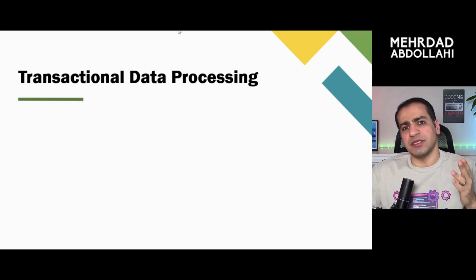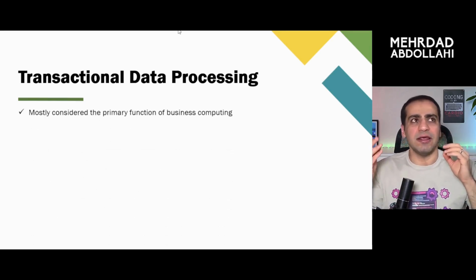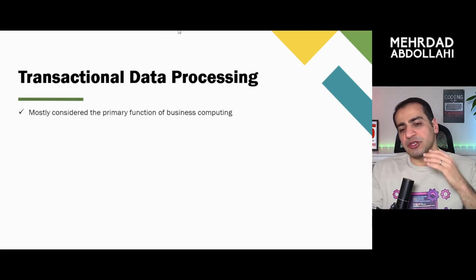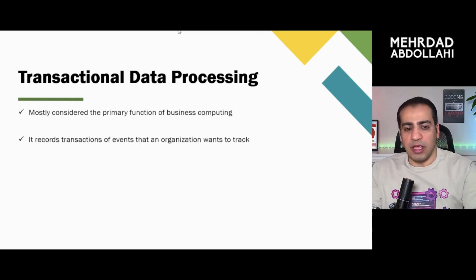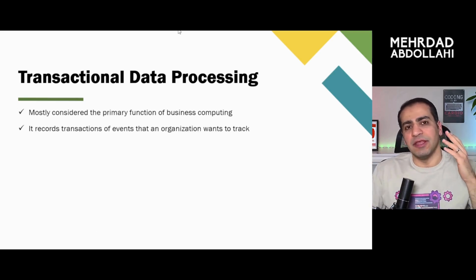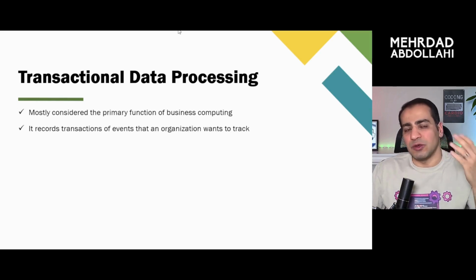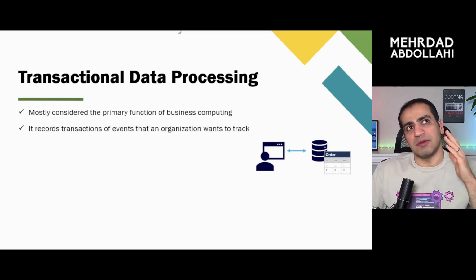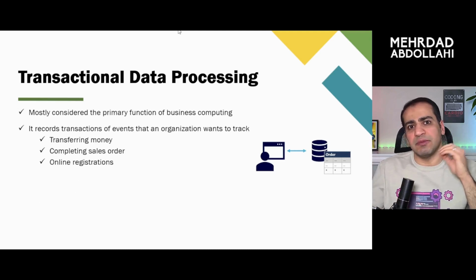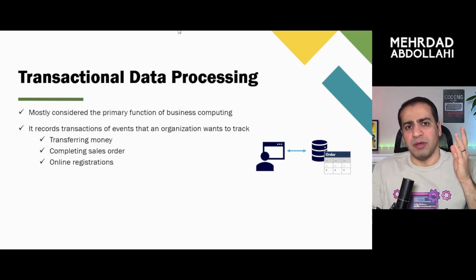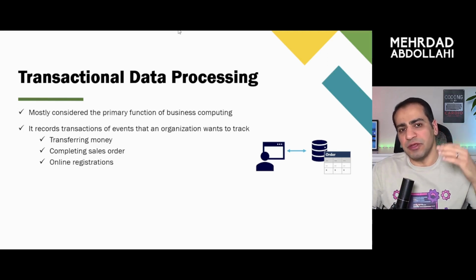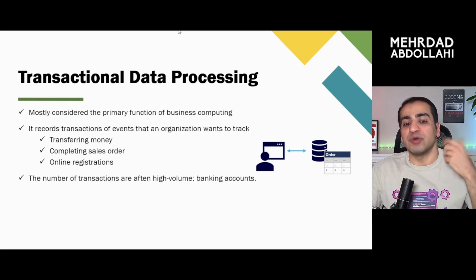Transactional data processing is mostly considered the primary function of business computing. It records the transactions of events that are happening in an organization, which the organization wants to track. Some examples could be transferring money between banking accounts, completing a sales order in an online shop, or registering for an online course. Each of them is called a transaction.